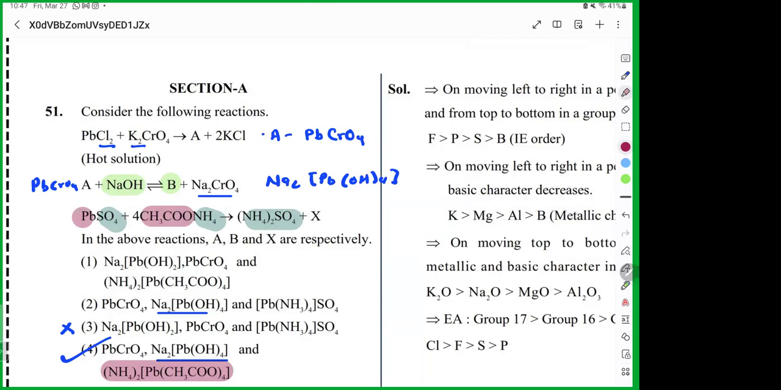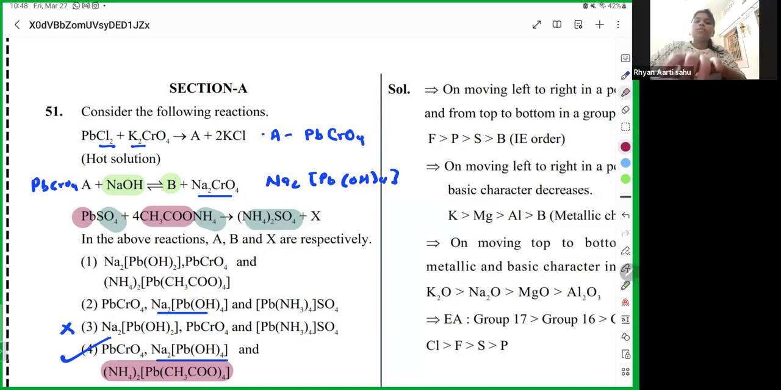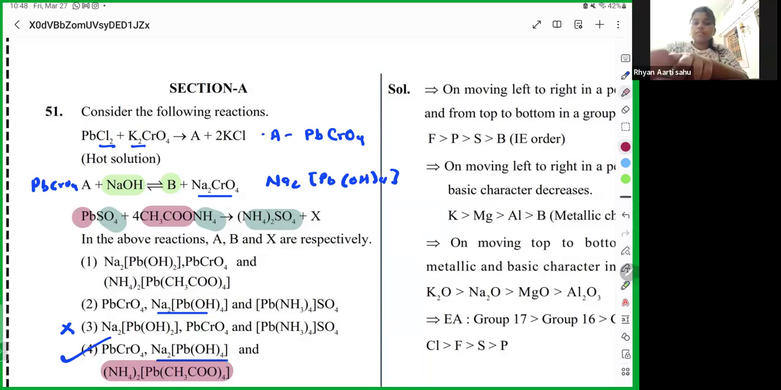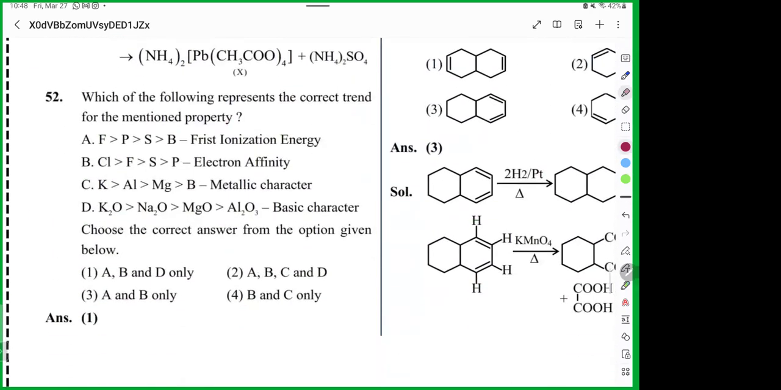Done. Tell me guys, was it really difficult, or very logical and straightforward? Balancing the reaction is not given from any chapter. You don't need information from any chapter, just balancing the reaction. Done. Anybody have doubt? No, sir.